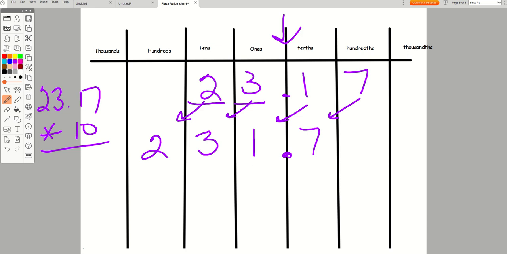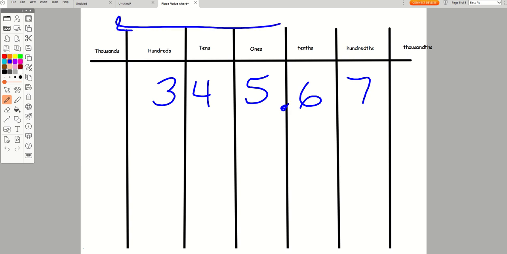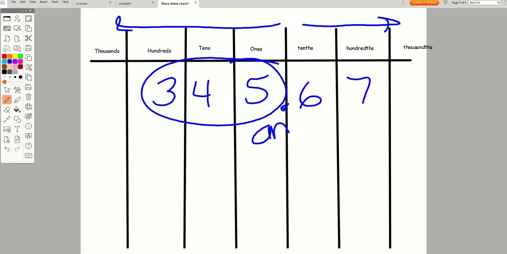Okay, so we're going to do that again. Let's grab a different number. Let's change the pen color for fun. Let's do 3, 4, 5, 6, 7. Again, our decimal always goes between the ones and the tenths because these are whole numbers and these are parts of a whole number. That lets me know that it's 6, but it's less than a whole. So I say the number 345 and 67 hundredths.